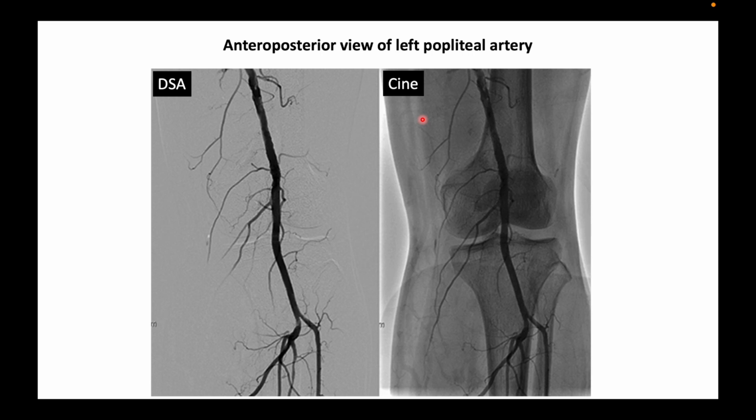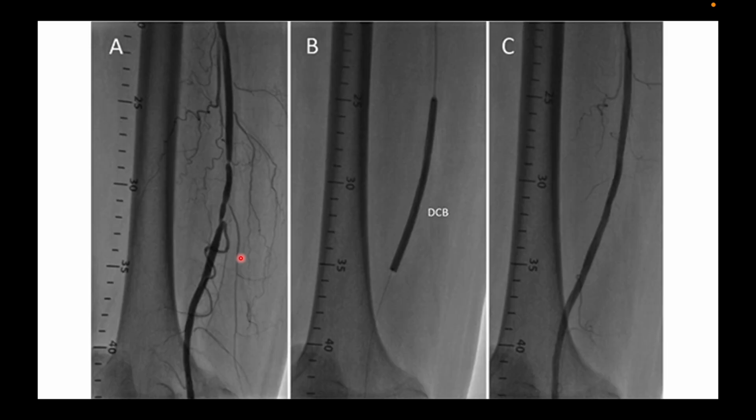Now this is an AP view of the left popliteal artery. You can again compare cine with the DSA image. And this is now the superficial femoral artery being treated with a drug-coated balloon.